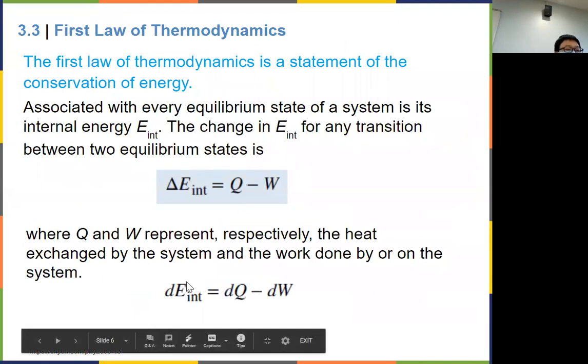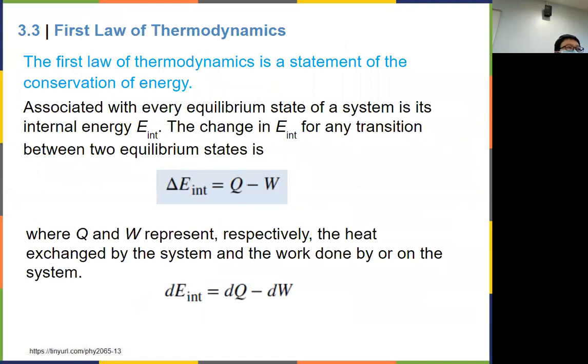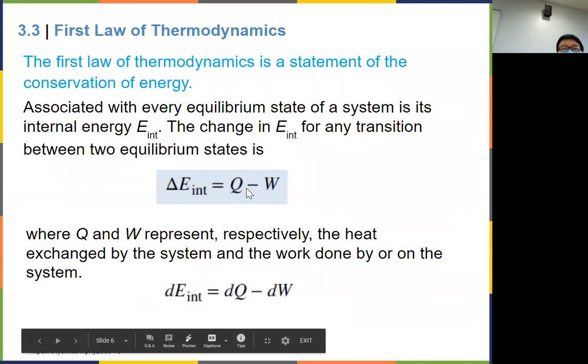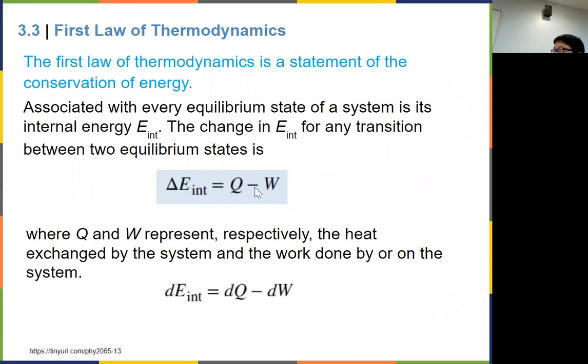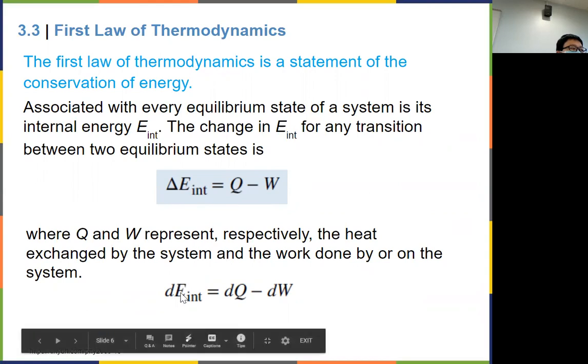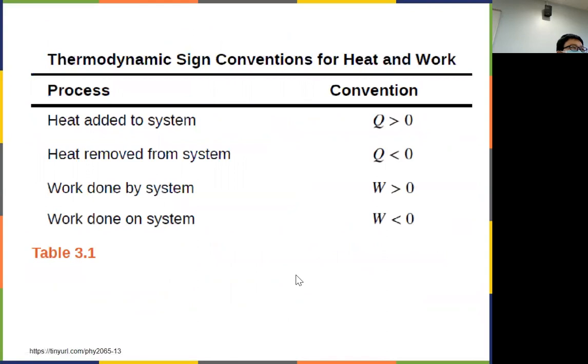Then the first law of thermodynamics is basically energy conservation. The change of internal energy of the system equals the heat change minus the work done by the system. In differential form, dU equals dQ minus dW. So that's the first law of thermodynamics.